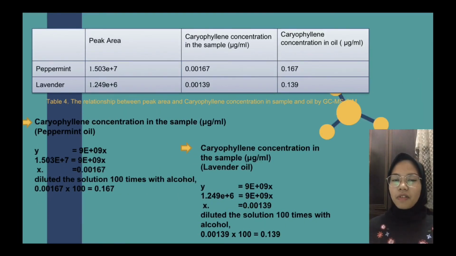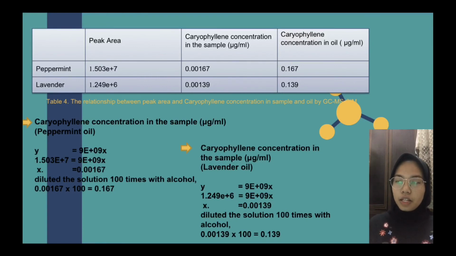Okay, table 4 shows the relationship between peak area and caryophyllene concentration in sample and oil by GCMS and SIM. In this table, we get the peak area for the peppermint as 1.503 × 10^7, and the concentration in sample is 0.00167, and in oil is 0.167. And for the lavender, we get 1.259 × 10^6, and in sample we get 0.00139, and in oil we get 0.139.